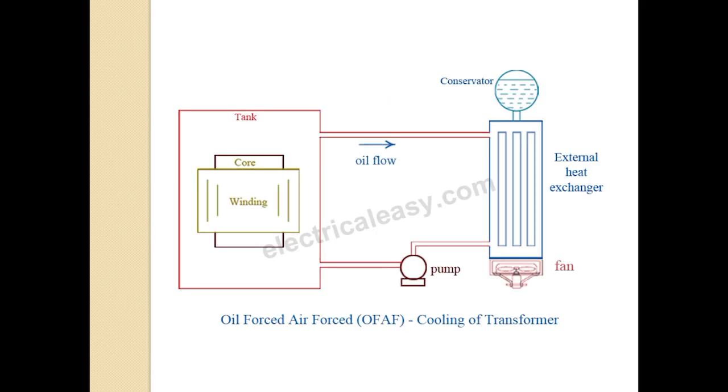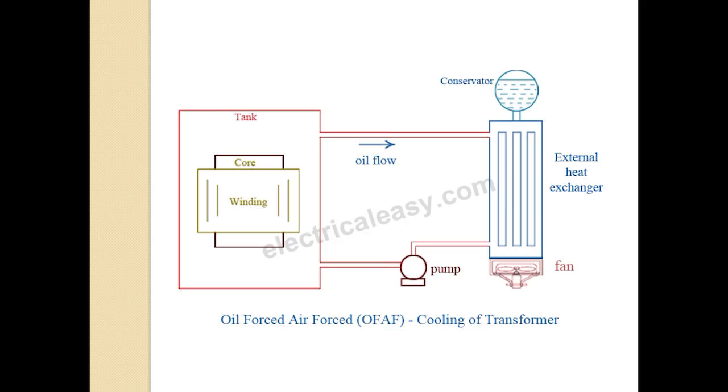Next we will see oil forced air forced cooling of transformer. In this method the oil is circulated with the help of a pump. See here, the winding and everything will be there. In the winding the heat will be produced. That heat will be transferred to the oil surrounding it in the tank, and this oil will be pumped from the tank to the radiator. The oil is circulated with the help of this pump, and heat is exchanged through heat exchangers.